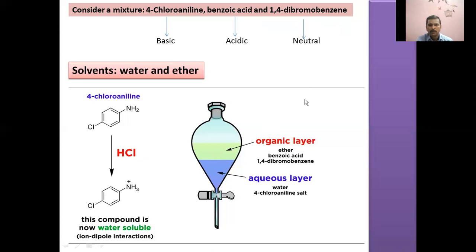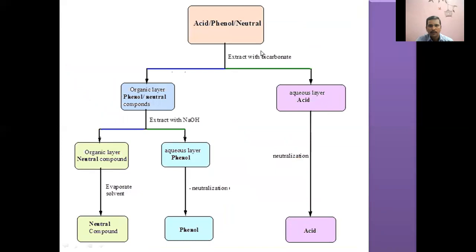Very beautiful application of the liquid-liquid extraction technique. So like this, you can use the liquid-liquid extraction technique for the separation of organic compounds which are acidic, phenolic, and even neutral. If you have been given a mixture containing acidic, phenolic, and neutral organic compounds, you take it in a separating funnel. To the separating funnel, add excess of sodium bicarbonate. Sodium bicarbonate will react with acid.